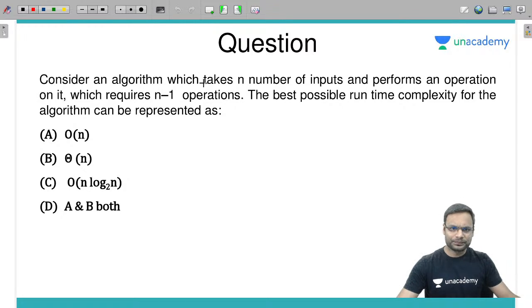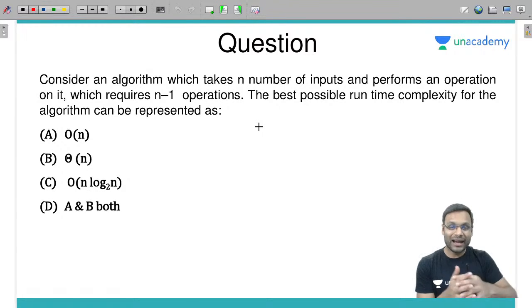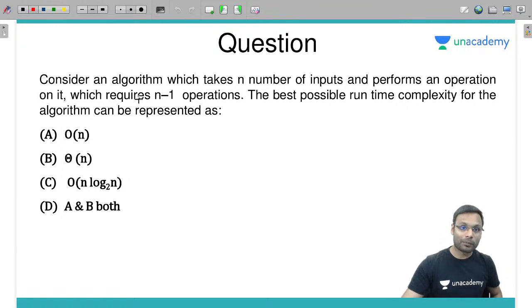Consider an algorithm which takes n number of inputs and performs an operation on it, which requires n minus 1 operations in total. So whatever the operation the algorithm needs to perform, that particular operation takes n minus 1 total operations or steps. The best possible runtime complexity for the algorithm can be represented as.